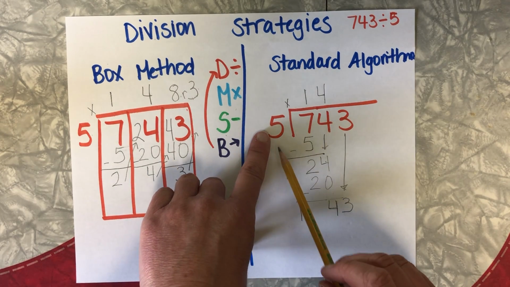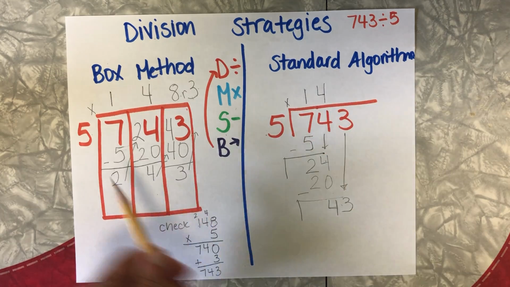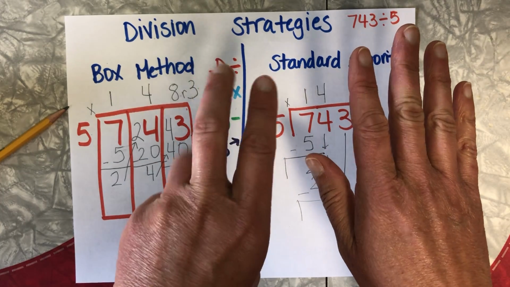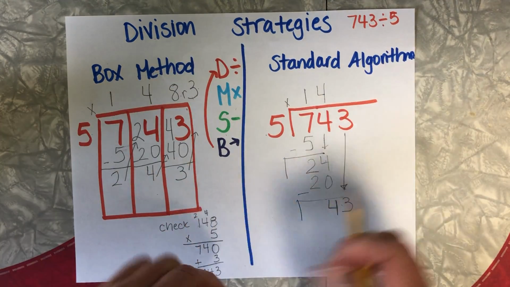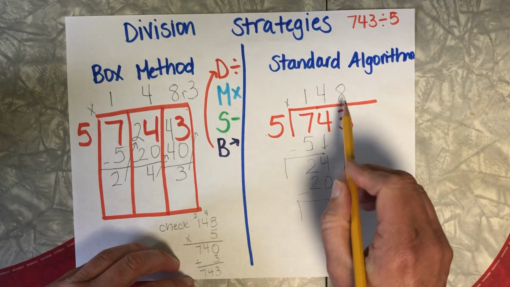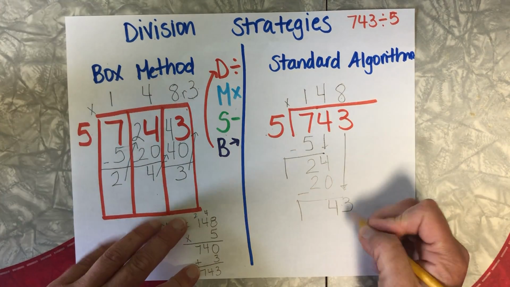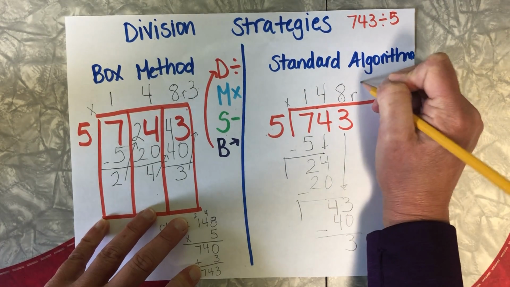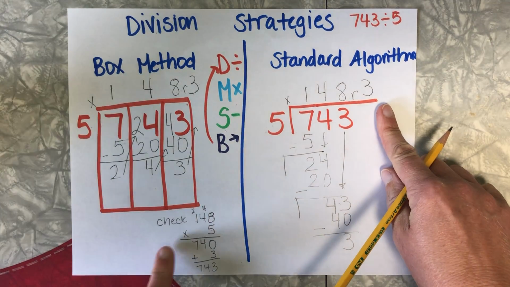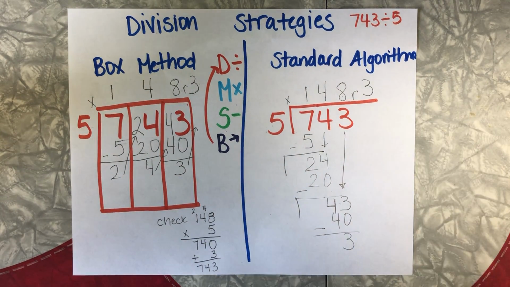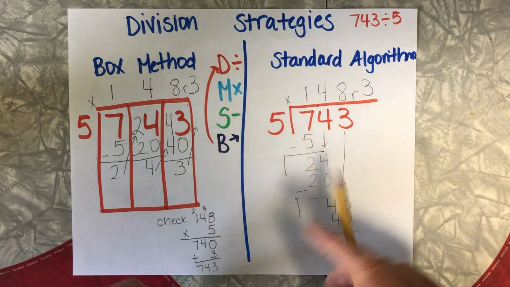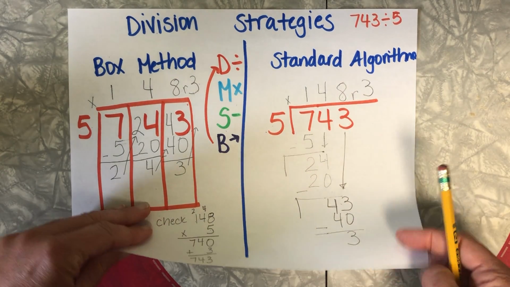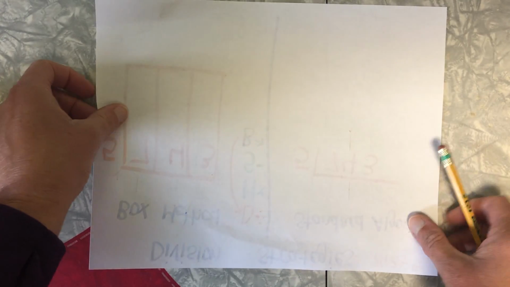So my last step in the standard algorithm is to say 43 divided by 5: 5, 10, 15, 20, 25, 30, 35, 40. That's 8 times. 8 times 5 is 40. 43 minus 40 is 3. 3 is my remainder. Of course, I would check it in the same way. Two different methods, very similar, and I got the same answer. Well done.